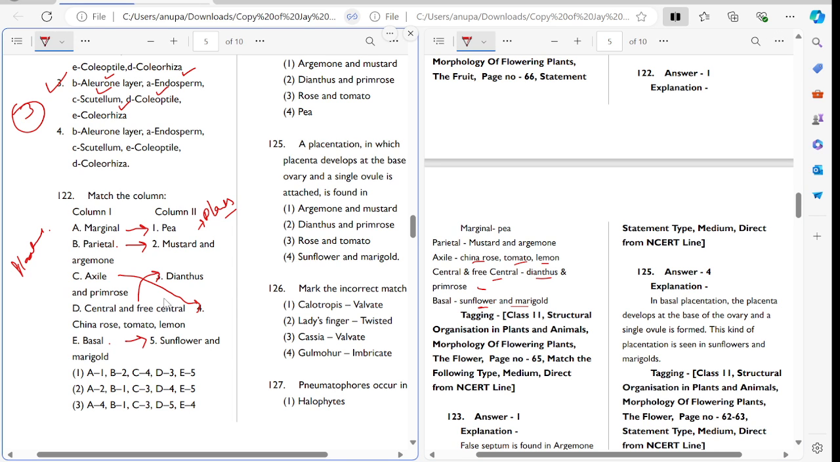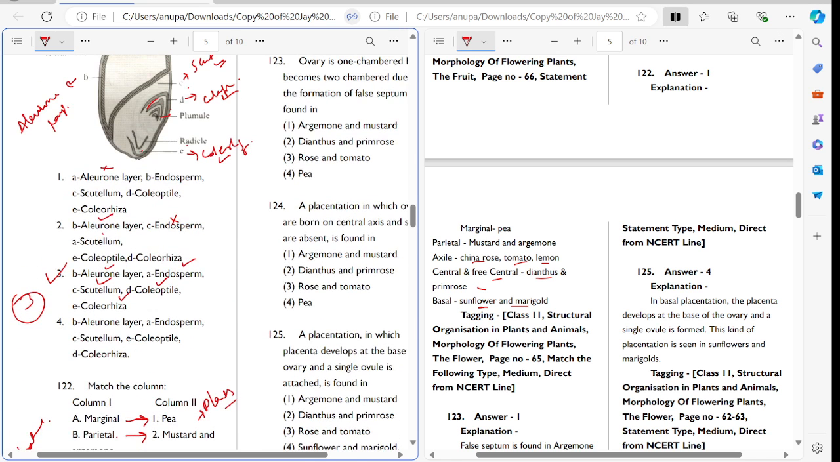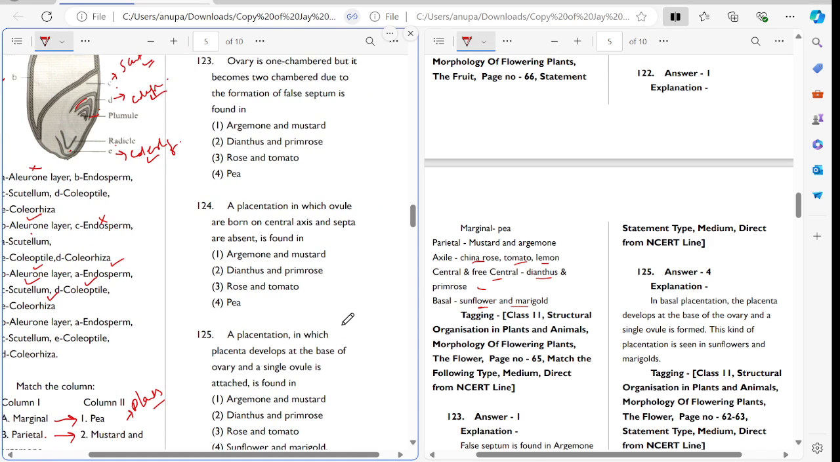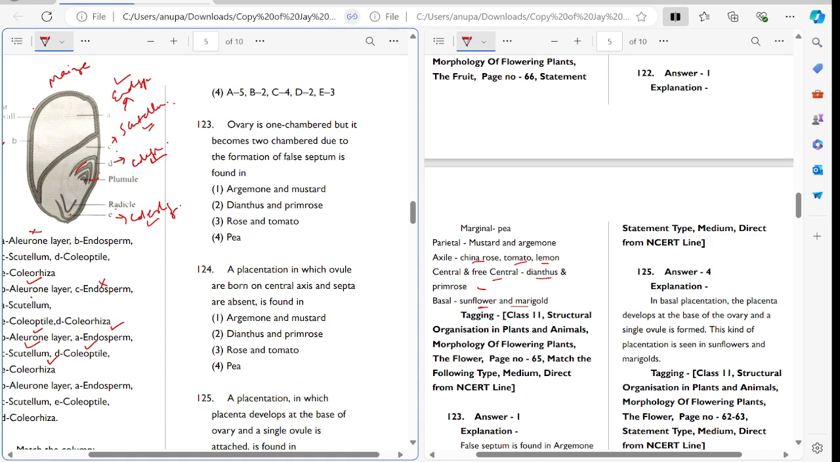So let's see the options. A goes with 1. Yes, right. B goes with 2. Yes, this is also right. C goes with 4. This is also right. D goes with 3. This is also right. And E goes with 5. This is also right. So the answer for this question will be option number 1. Now let's move to the next question, that is question number 123.